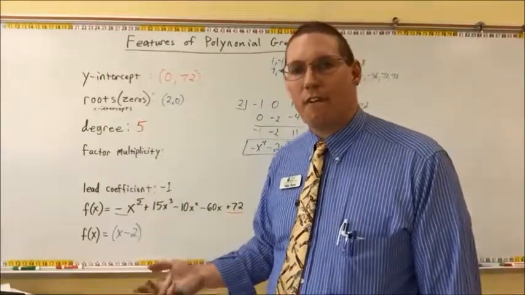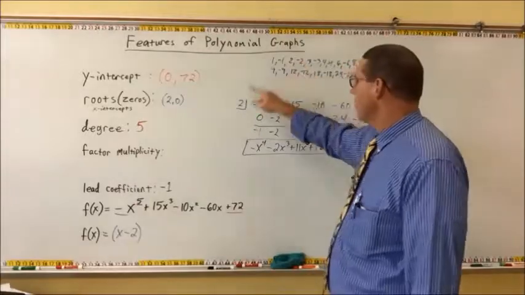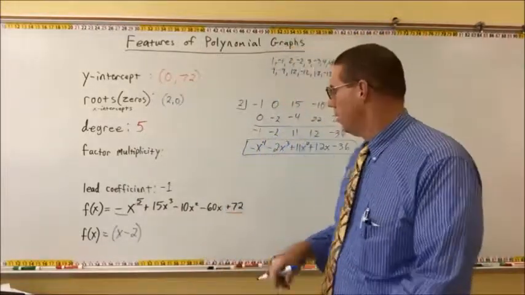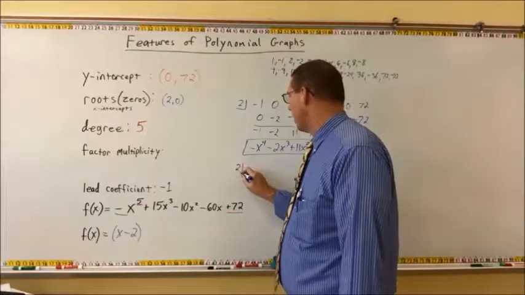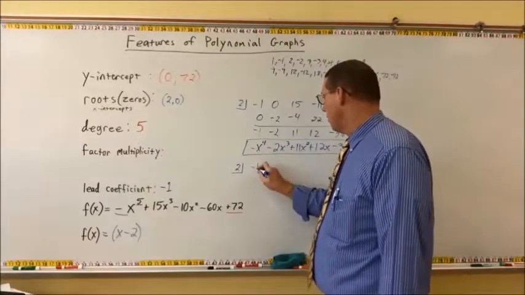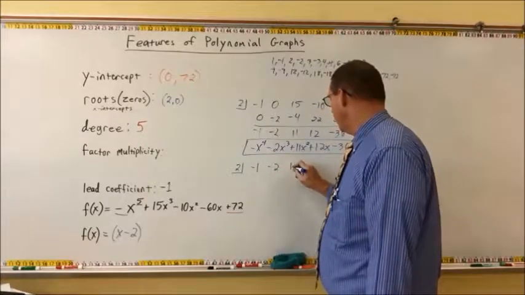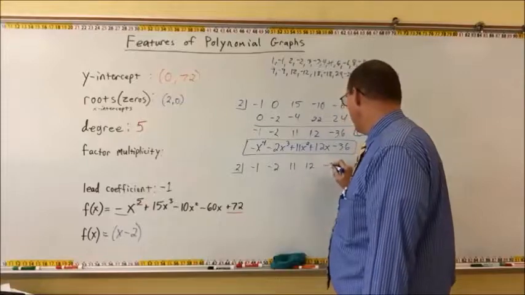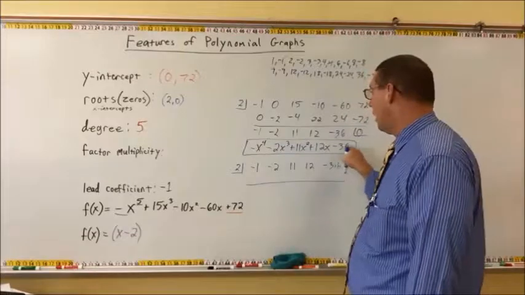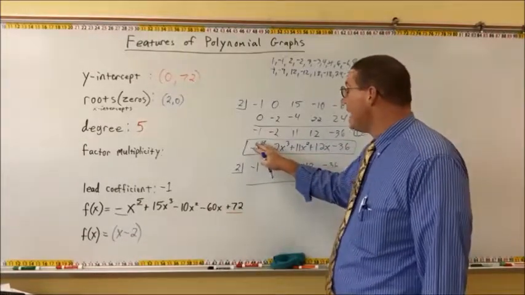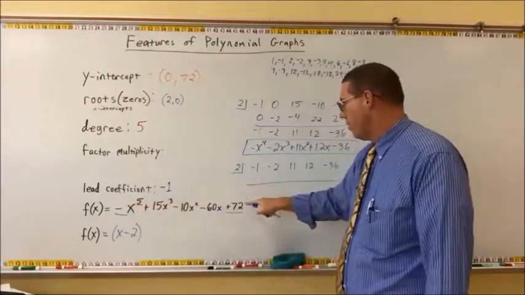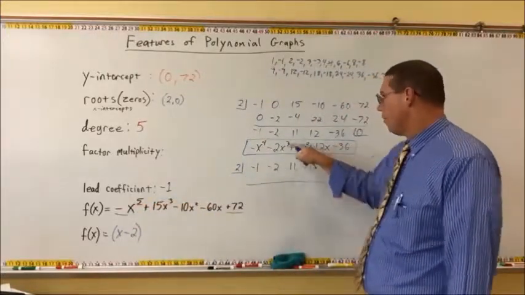Every time we identify a factor, instead of just moving on to the next number, we actually have to keep trying that number until it doesn't come back. Okay? So we're going to put 2 in the half box again, but now we're going to use these new numbers. We're going to use -1, -2, 11, 12, -36. And we're going to do synthetic division with the same number on a new polynomial. We've taken out x minus 2. We have factored x minus 2 out of this, and now this is what remains.